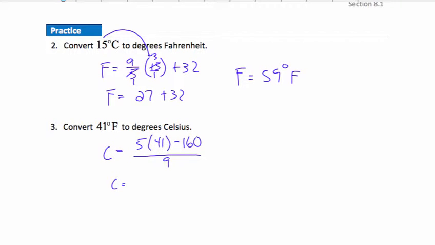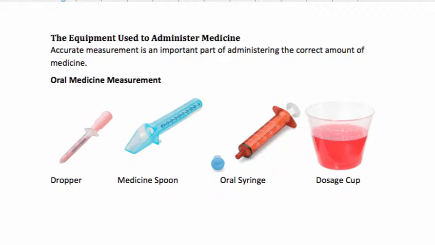Question 3, I've taken 41 degrees Fahrenheit, plug that in to my equation here. That's going to convert for me. Now all I have to do is calculate what's going on here. So let's see, 5 times 41, it's going to give me 205. And so then if I take 205 minus 160, I get 45 divided by 9 is going to give me 5 degrees Celsius.